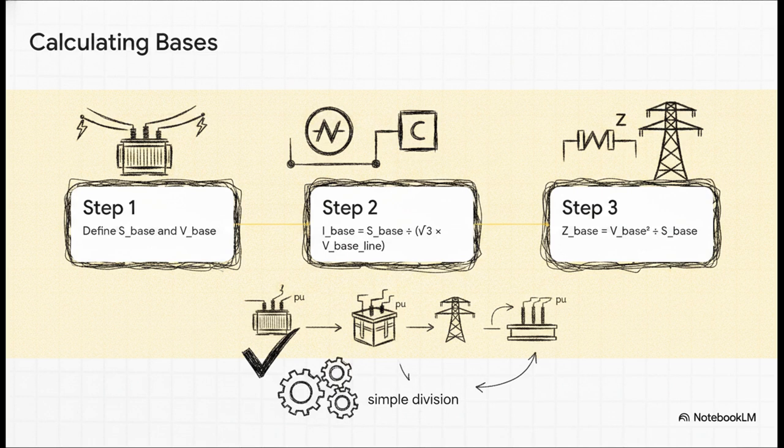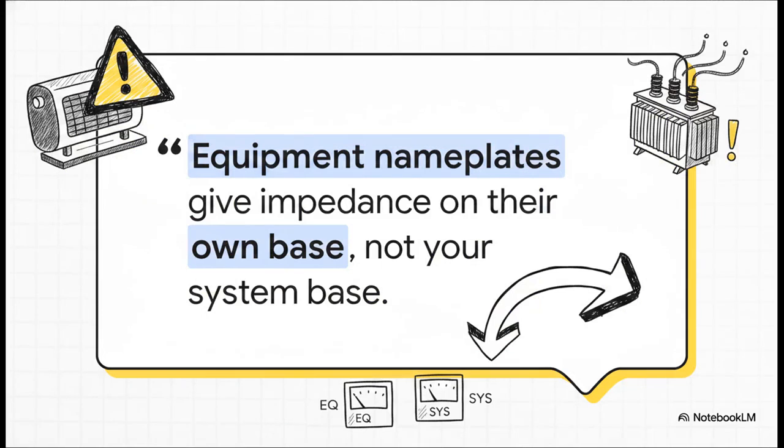Once you lock in those bases for a given zone, every single physical component converts into a per-unit impedance with just simple division. No more juggling raw ohms across voltage levels. But wait. The source points out a huge trap here.